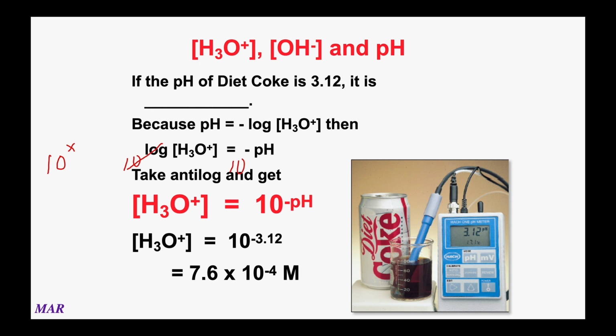Now, anti-logs are pretty chill. 10 little caret if you want, minus 3.12, or if you have the number, you can do it. You should get 7.6 times 10 to the minus 4 moles per liter. So when I used to drink Diet Coke, then I would be drinking a 7.6 times 10 to the minus 4 molar acidic solution. Oh, joy.